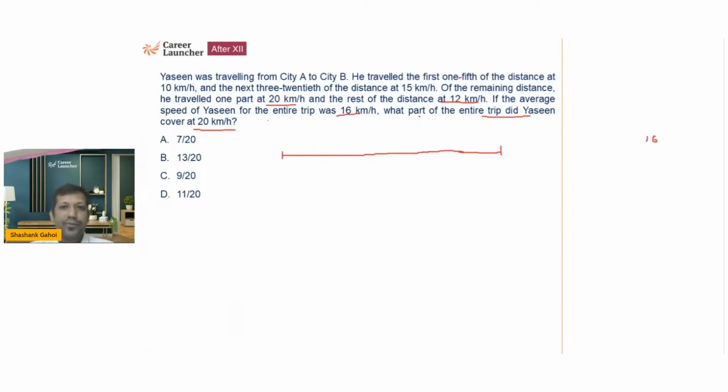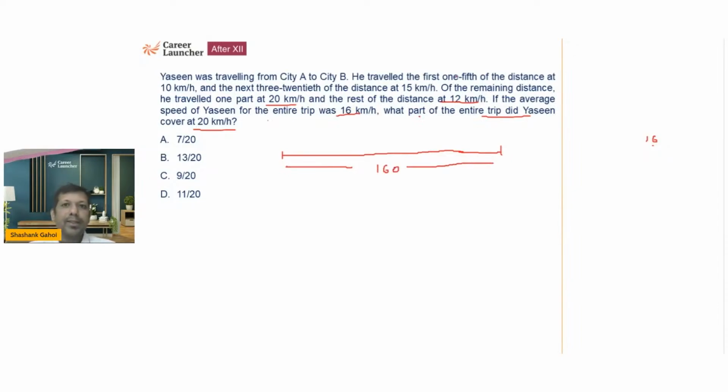Now, 1/5 of the distance. So what I'm going to do is assume a distance that is a multiple of 16 as well as a multiple of 5. So I am going to take the distance as 160. I'm going to assume the distance as 160.